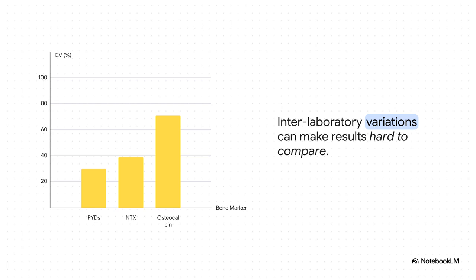If you send the exact same sample to different labs, the results might not even be comparable. You might see a 30% variation for PYDs, a 39% variation for NTX, and for osteocalcin, a shockingly high 68 to 71% variation. That's wild. Why does that happen? Mostly because different labs are using different immunoassays, different reagents, and they have instability in their calibrants and quality control materials. It's just that chaotic landscape out there.